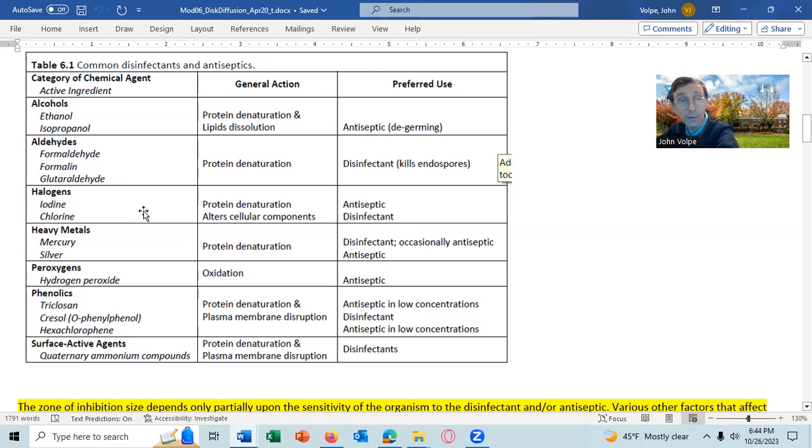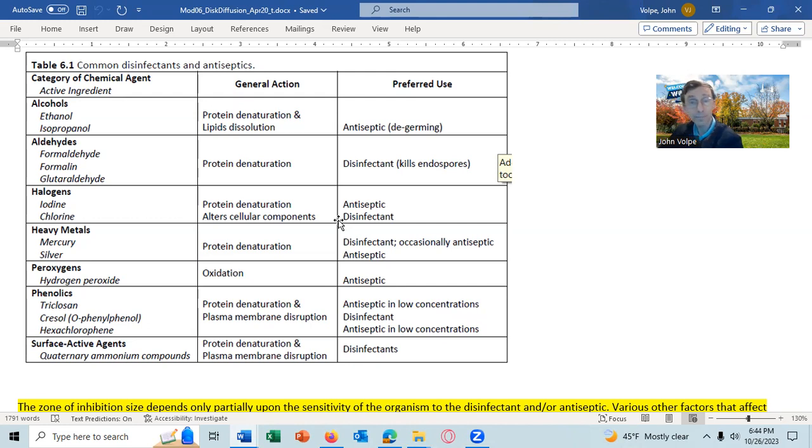Halogens include iodine and chlorine, like chlorine bleach. Iodine is used as an antiseptic, the chlorine bleach as a disinfectant. And that's because iodine is not very harmful to the skin. It's a good antiseptic. In fact, in hospitals before surgery, they used to always use iodine. Nowadays, they have better agents, and so they're not using iodine. I don't think anyone uses iodine anymore, but it's certainly not often used before surgery. But before, it used to always be used before surgery.